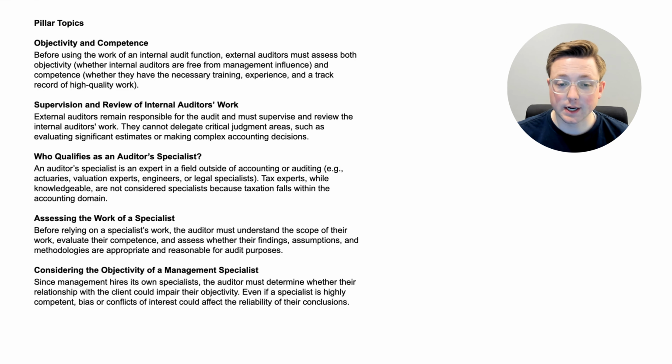Now let's talk about supervision and review of internal auditors' work. External auditors remain responsible for the audit and must supervise and review the internal auditor's work. They cannot delegate critical judgment areas such as evaluating significant estimates or making complex accounting decisions.